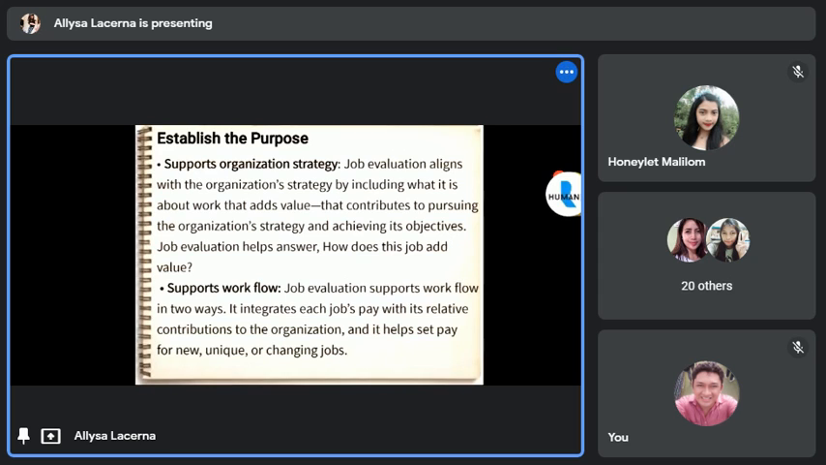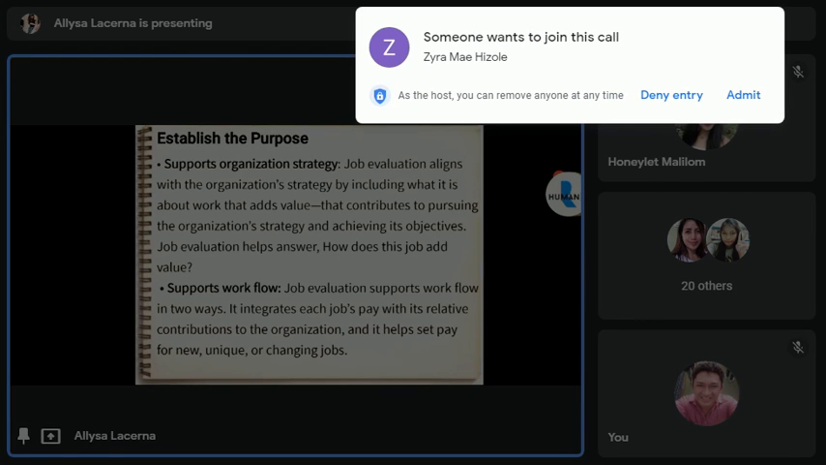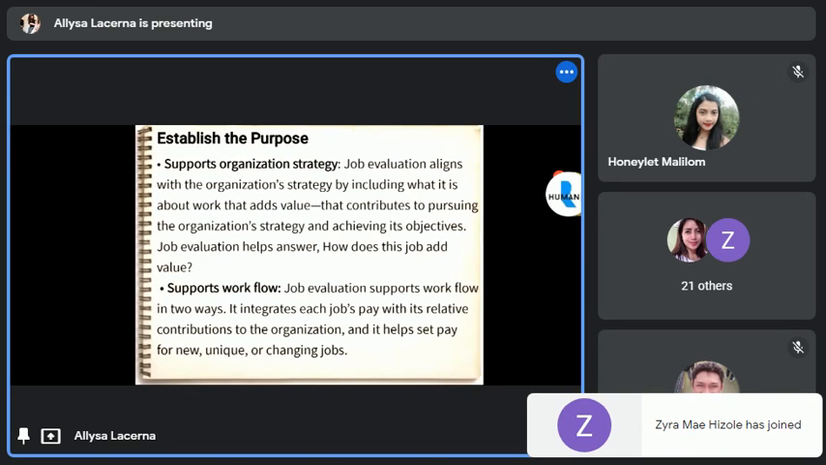Establish the purpose. Supports organization strategy. Job evaluation aligns with the organization's strategy by including what is about work that adds value, that contributes to pursuing the organization's strategy and achieving its objectives. Job evaluation helps answer how this job adds value.